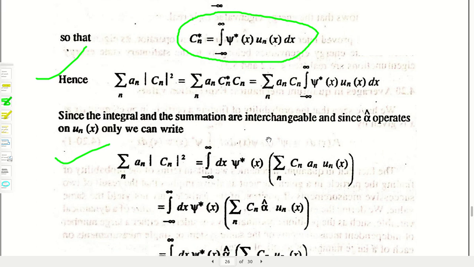Now we are going further. How? The sum is now interchanged with the integration. The integration is taken out and the sum is taken in. So it looks like dx psi star, because it is not a function of n, it will come out, and within the sum there will be Cn, an, un. Now an un is your alpha operator acting on un because of the eigenvalue problem. In place of an un, I have written alpha into un.